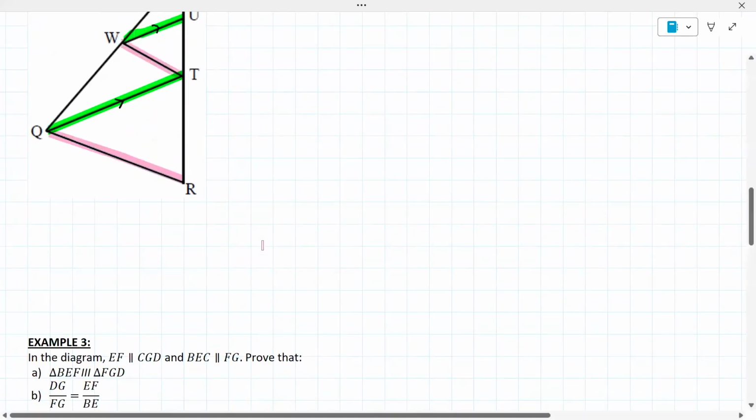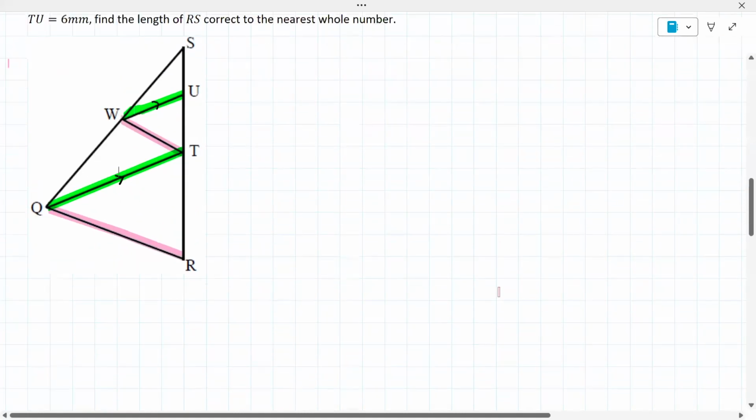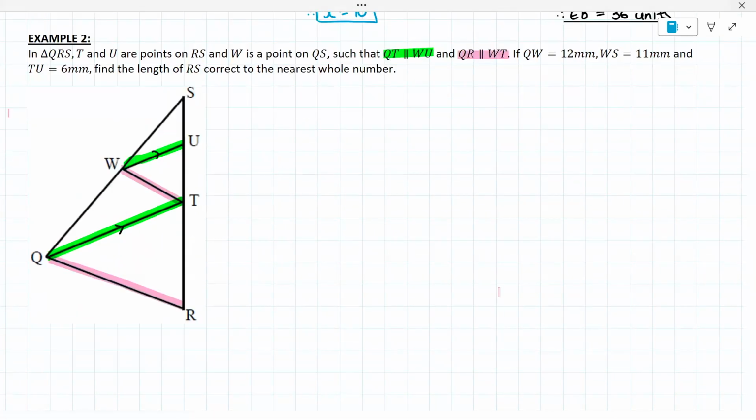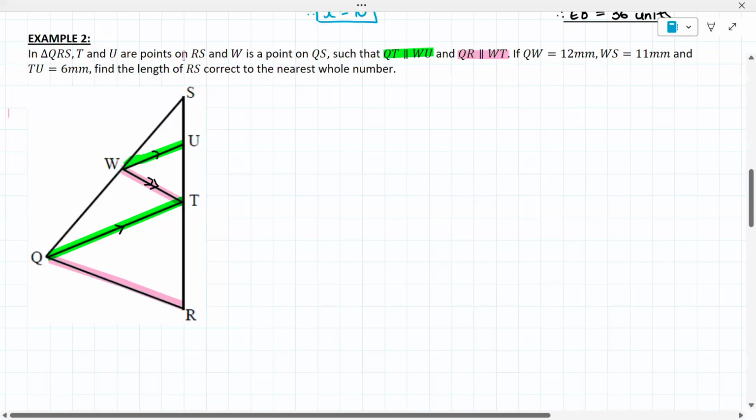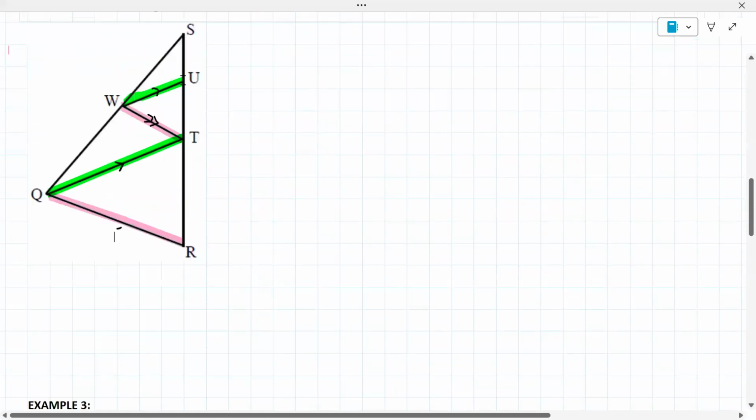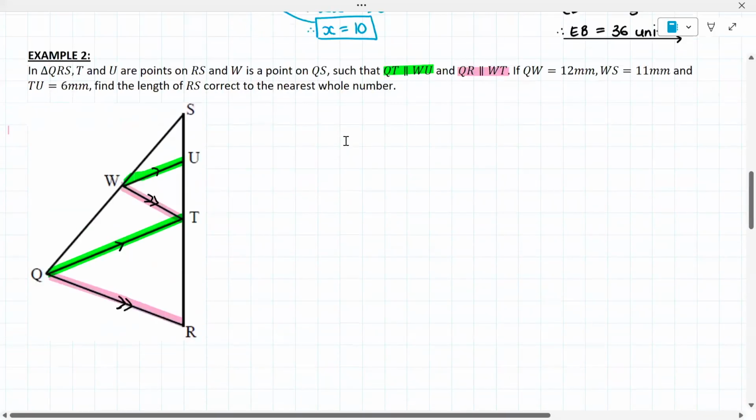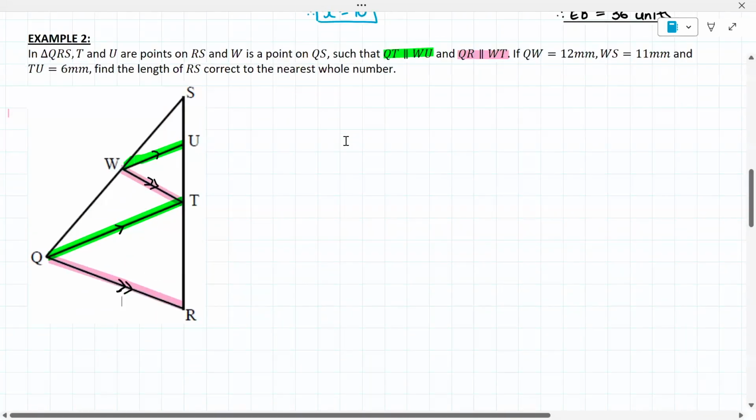Again, I'll put parallel line markings on them just in case that's easier. Some very dodgy looking arrows, but we're just gonna roll. Okay, so we've been given parallel lines. Now because they've given you this information, you can use it.